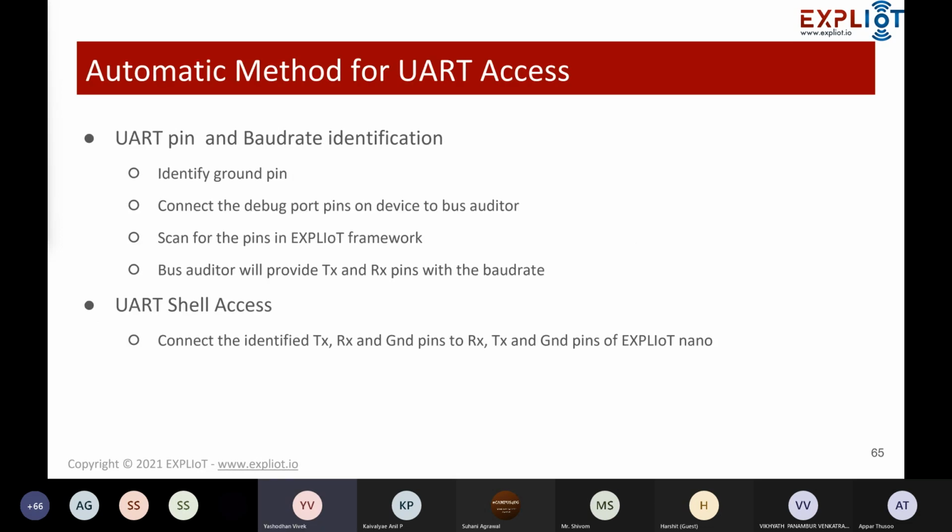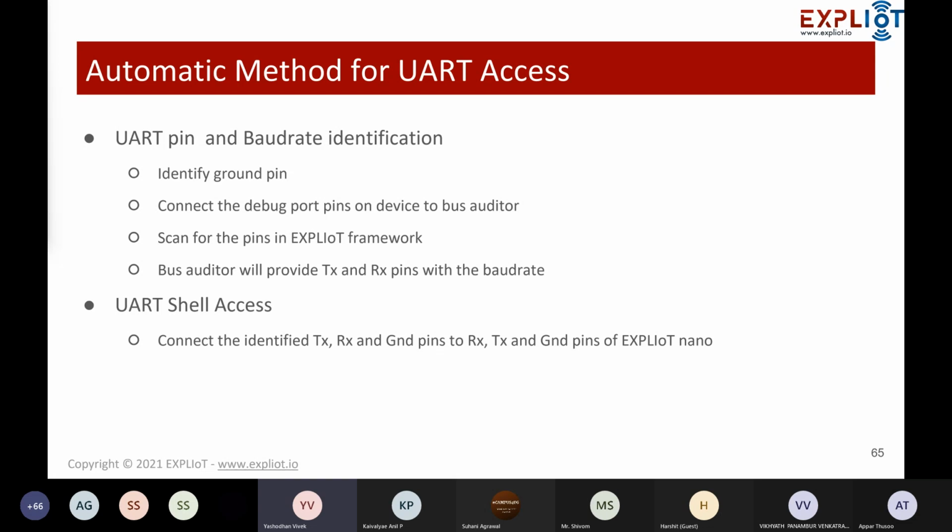So this was the manual method. Now with the automatic method, the ground truth is something that we can access very easily with the ZeroBoard and the Bus Auditor that I showed in the previous part. That does the job of finding those pins. It scans for the rest of the pins, tells which is the transmit pin and which is the receive pin.